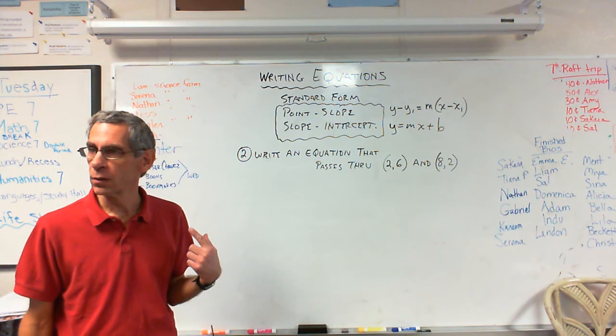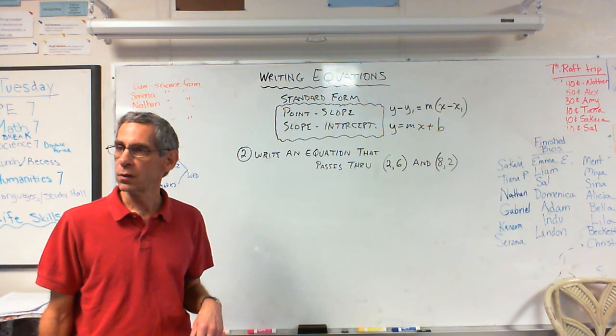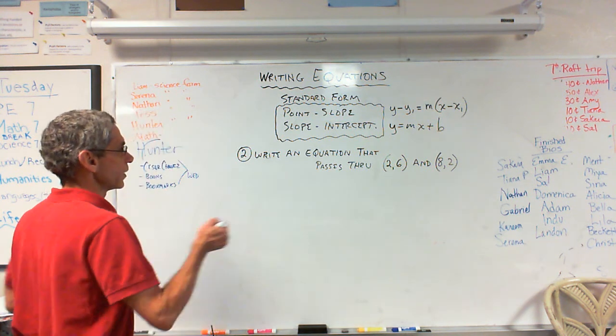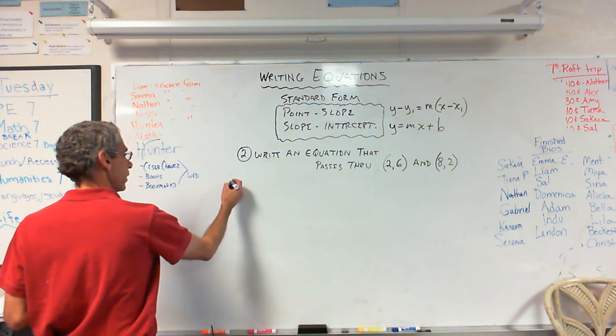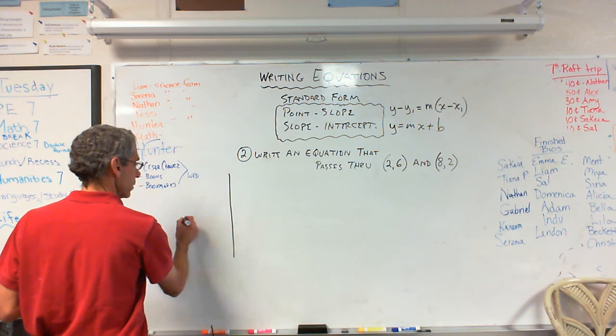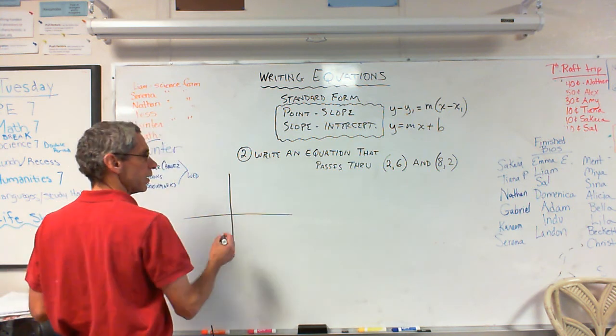Wouldn't you just be able to graph it, like 2, 6, and then 8, 2? Well, that's an interesting idea. Let's try that. Let's graph. Is there an easier way? Let's try this. I think that's a brilliant idea. Let's try it.